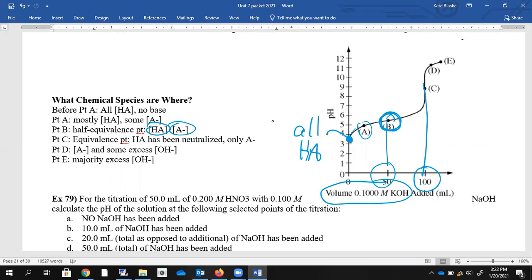But now we're starting to add in some excess base. It doesn't have any more acid to react with. So at point D, we now have some excess hydroxide. And then at point E and beyond, the majority of the chemical species in that mixture are going to be excess hydroxide ion. This is also a very common question to show up about acids and bases, about which substance has the highest concentration at this point along our reaction.